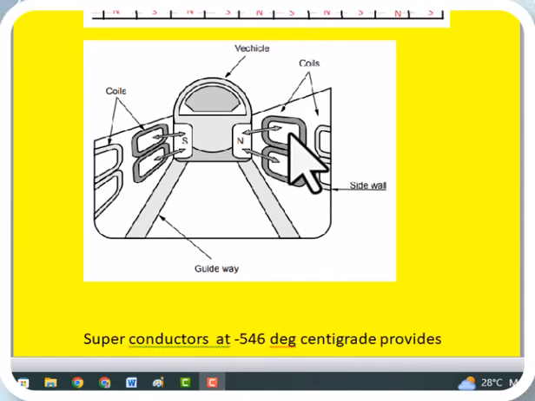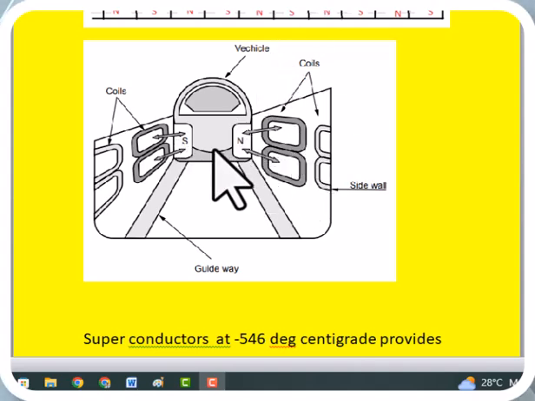These are called the vertical coils, whereas these are the bottom coils. Bottom coils or horizontal coils are responsible for the floating of the train, whereas the vertical coils are responsible for the movement of the train forward. These are the vertical coils, which work like powerful electromagnets. Similarly, on the train sides we also find one side south pole, the other north pole.